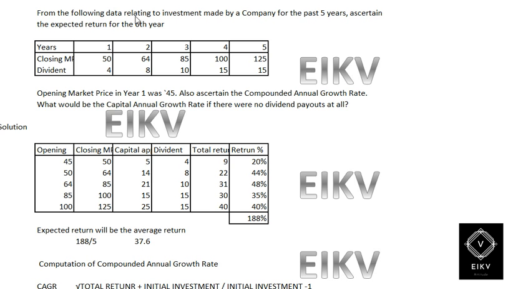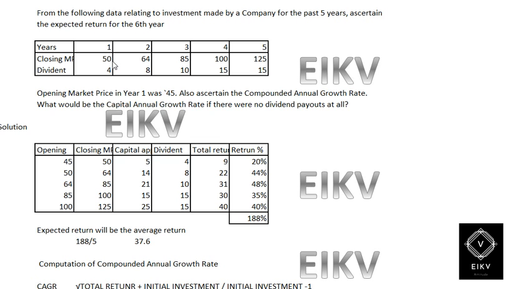So in this illustration, the data has been given from the following data relating to the investment made by the company for the past 5 years. Ascertain the expected return for the sixth year. So here they have given in the table the data of 5 respective years, the dividend and closing market price.